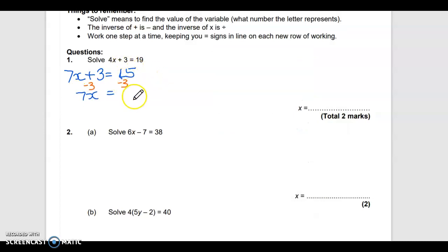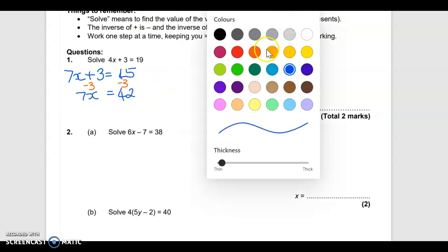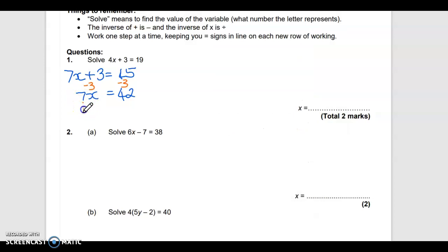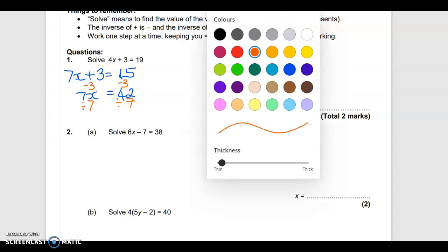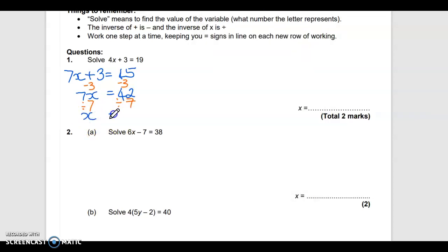equals, so 45 take away 3 is 42, yes, and then I'm going to undo the timesing by 7, so I'm going to divide both sides by 7, okay, and then knowing my times tables, I know that 42 is found by 6 times 7, so my value is 6. Okay, so then you can have a go at question 1 and question 2 a similar way.